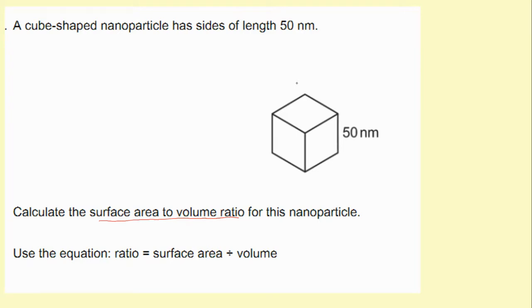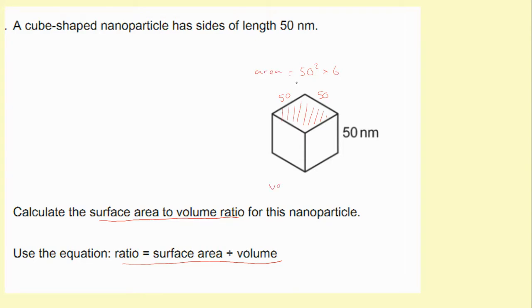And it gives us the equation here. So the ratio is the surface area divided by the volume. So the surface area: each of these sides is 50 nanometers. So the area of one side of these cubes is going to be 50 squared. And each cube has got 6 sides. So my area is going to be 50 squared times by 6.